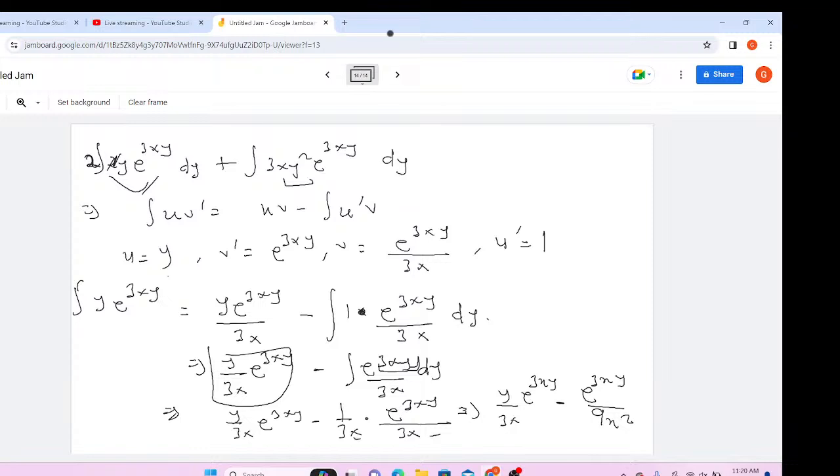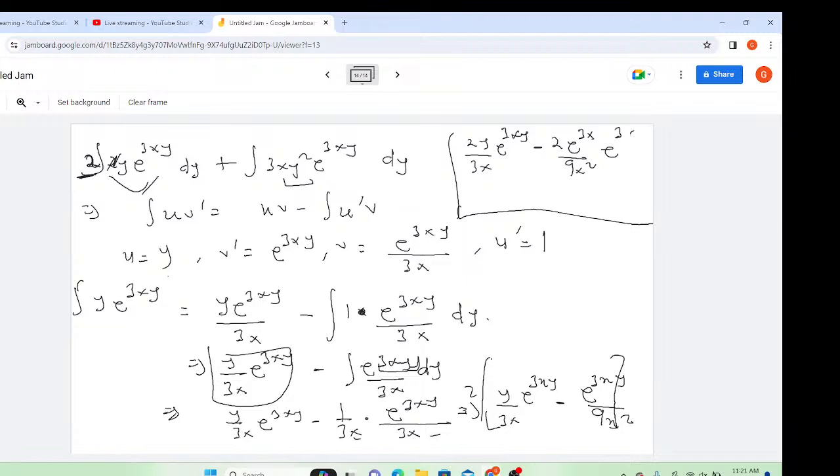But we brought our 2 out and then we integrated this. So the final answer should be 2 multiplying the whole of this. So you multiply everything by 2. And then we get our final answer to be 2y over 3x exponential 3xy minus 2 over 9x squared exponential 3xy. So this becomes the integral for only this part. Then we'll try again for this part also.